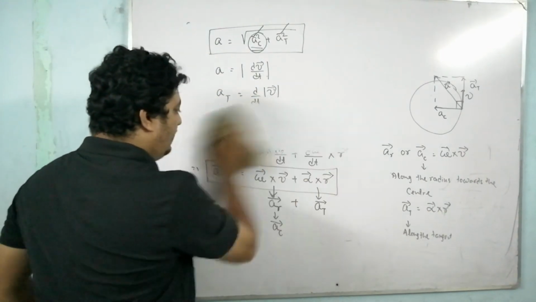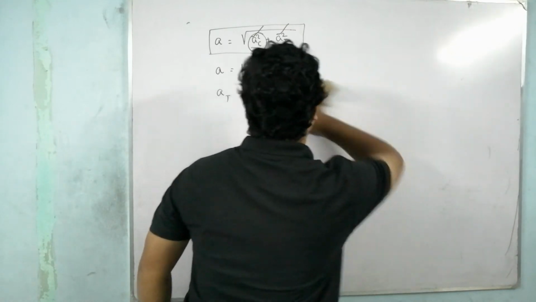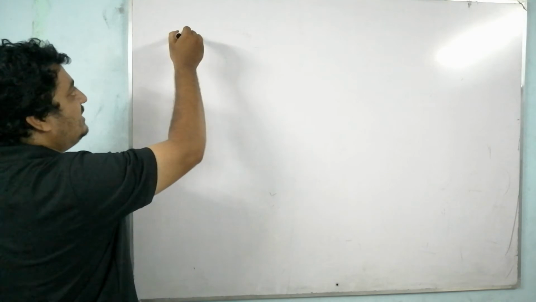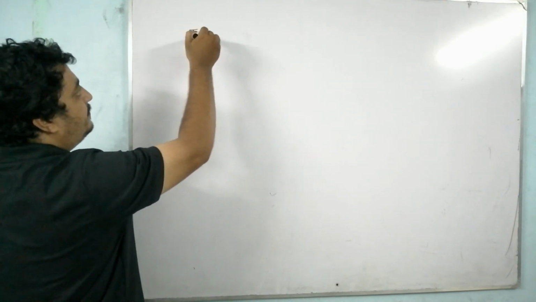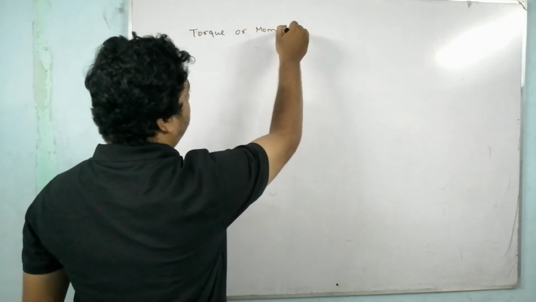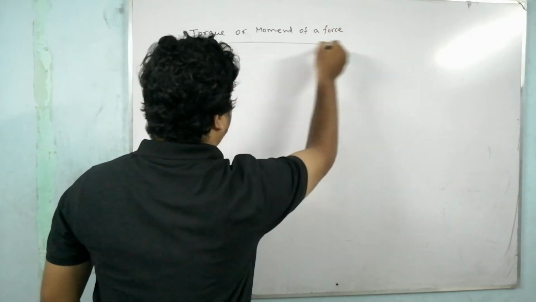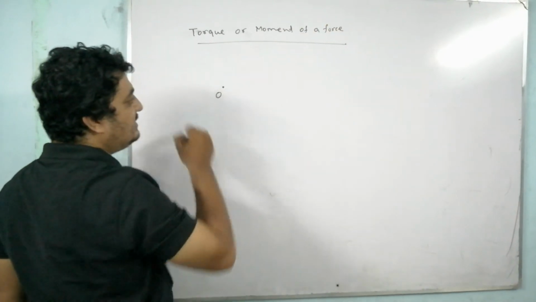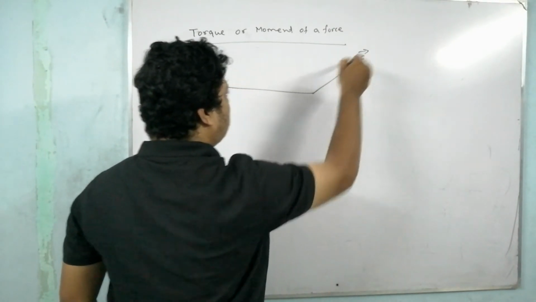Now, let us go for some other physical quantities. Next one is torque or moment of a force. Now, let this be a point O. Let a force be acting along this direction.